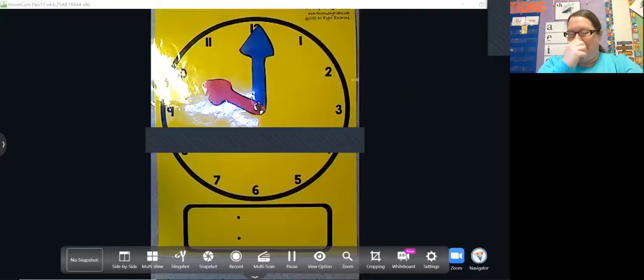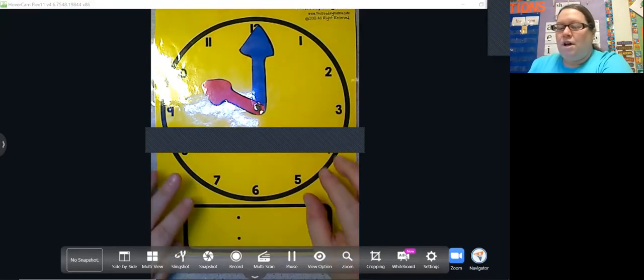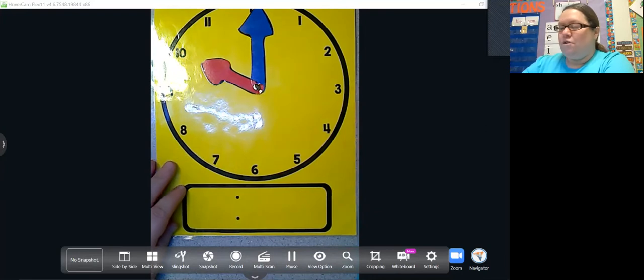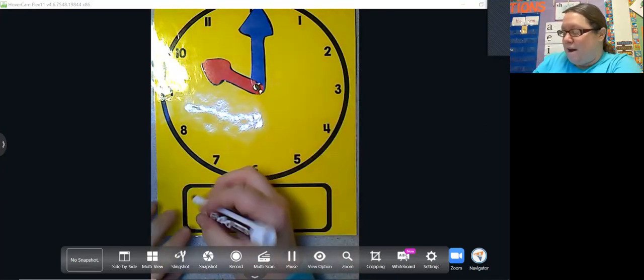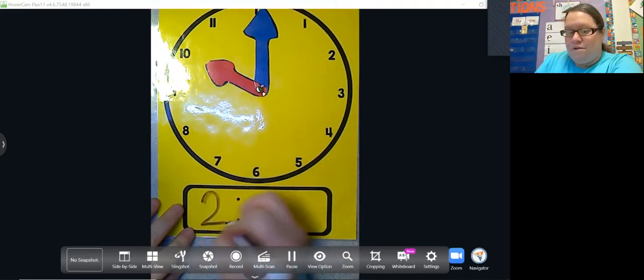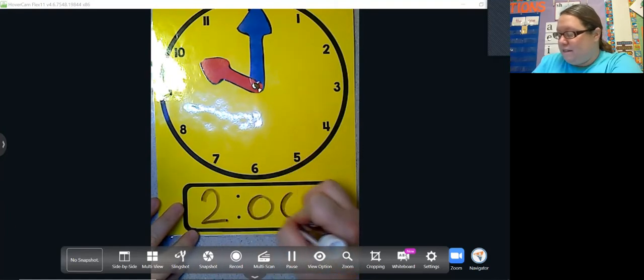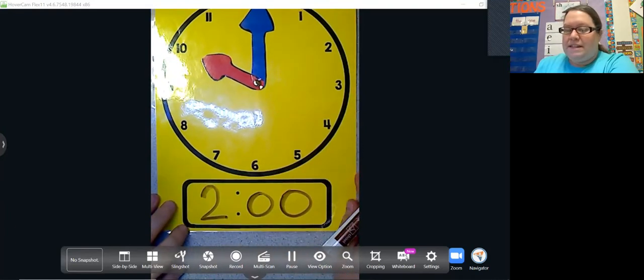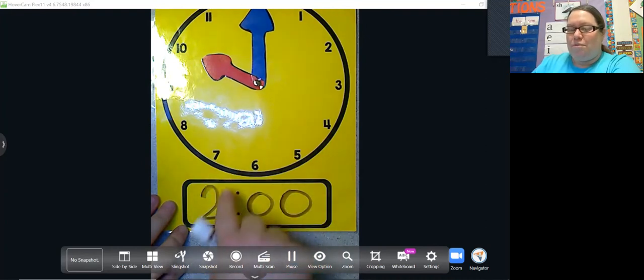All right, hopefully you have your clock ready. I have mine. So down here, I'm going to write a time. Okay, I'm going to write 2:00. This is a digital clock. Some of you might have a digital clock at home that looks like this, where it has a number, 2 dots, and then the other numbers. So we're going to do an analog clock, and then we're going to write it digital, and we're going to practice matching these times, okay?